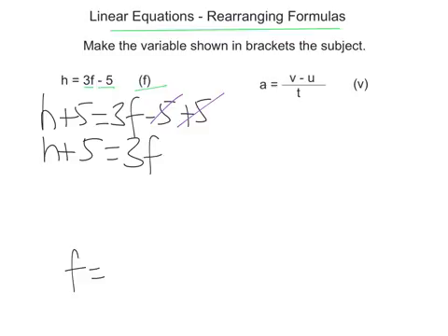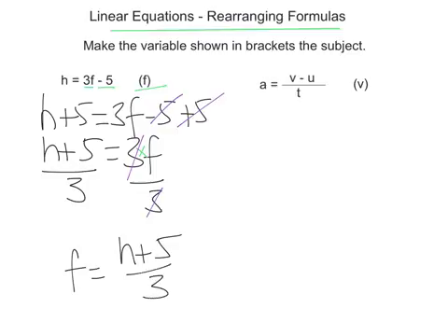Now to get f by itself, we need to get rid of the 3, which is multiplied by f. So I'm going to divide both sides by 3. Be careful to divide everything by 3. The 3's cancel, and so f is equal to h plus 5 over 3.